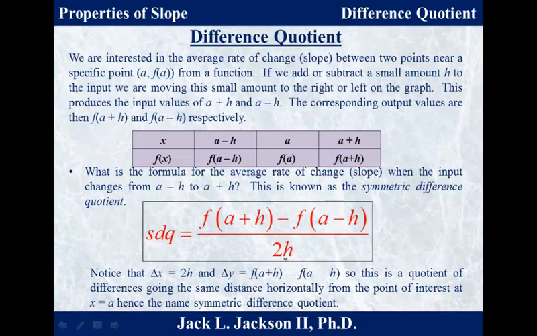So delta x is 2h this time, and delta y is f of a plus h minus f of a minus h. So it's a quotient of differences, but since the point we're interested in is the middle and we're not really using it, but going either side equidistant horizontally, not necessarily equidistant vertically, but equal distance horizontally, it's called a symmetric difference quotient, because the horizontal difference is symmetrically centered on our point a, f of a.